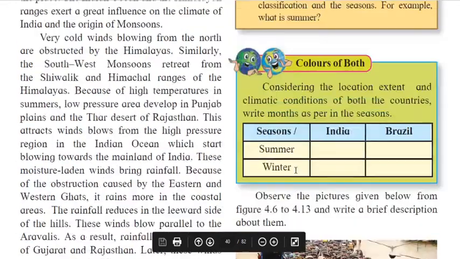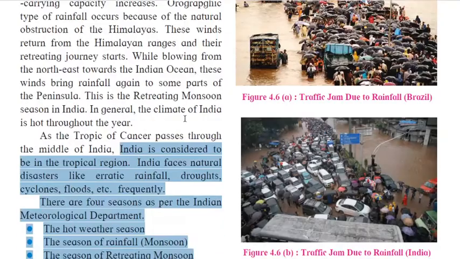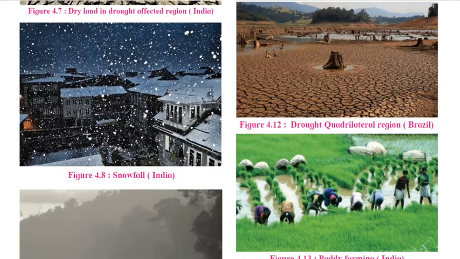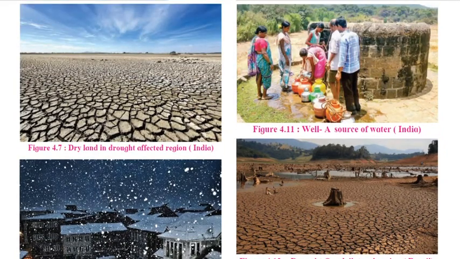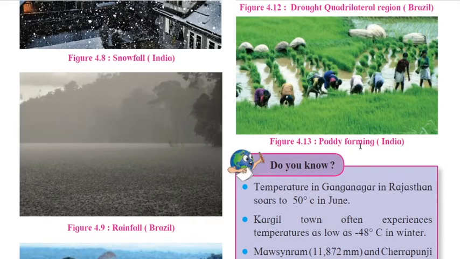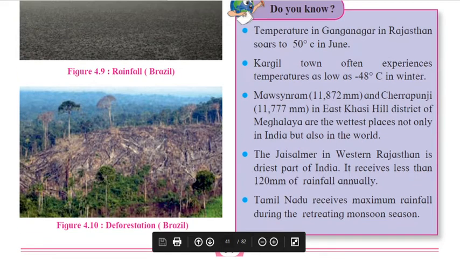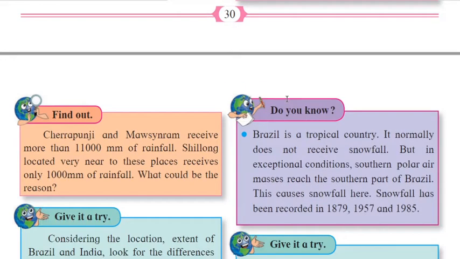So this is the way that we have learned the geographical explanation about India and Brazil, and there are some pictures shown to us. Snowfall in India, the drought quadrilateral region in Brazil, a source of water in India, dry land in a drought affected region in India. So these are the pictures. Paddy farming, that is भात शेती, as we say in Marathi. Rainfall in Brazil. Then this is deforestation in Brazil, and this is for your general knowledge purpose, so you read it by yourself and try to understand.